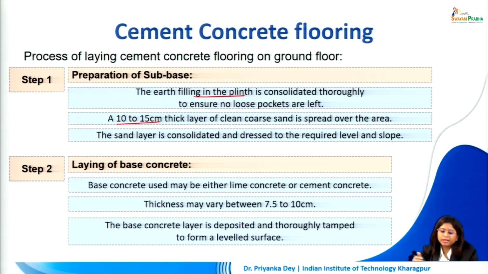After this, we will make the base concrete layer, where we can use lime concrete or cement concrete, and the thickness may also vary from 7.5 centimeters to 10 centimeters. The base concrete layer is deposited and thoroughly tamped to form a level surface.